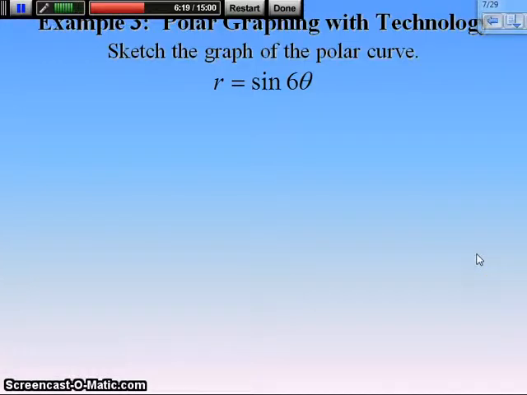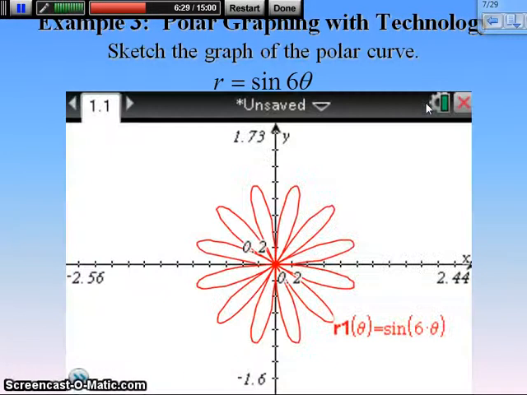Now, let's actually get into some fun graphing. We did some of these in pre-cal last year, but just to refresh your memory, go ahead and pause the video and sketch this one on your calculator. If you sketched it, hopefully you got something that looks like this. This is what we call a rose. A rose has all these little petals like this. Roses can have as few as one petal and as many as, well, infinitely many. You can just keep going forever and ever.